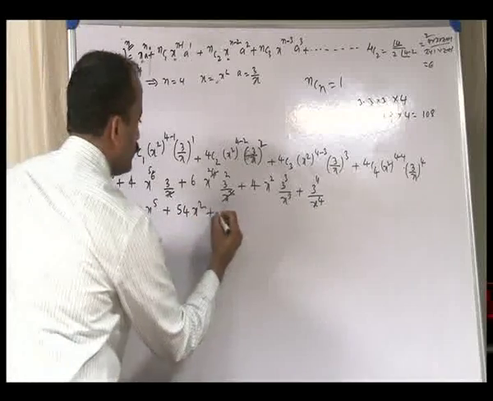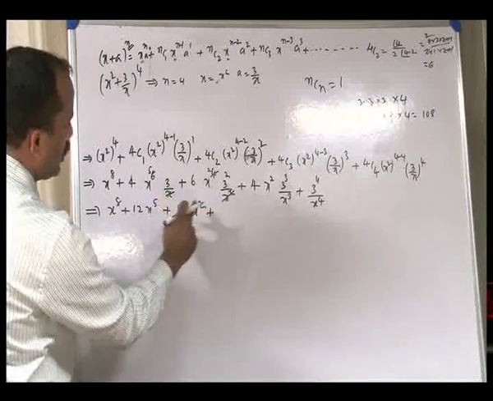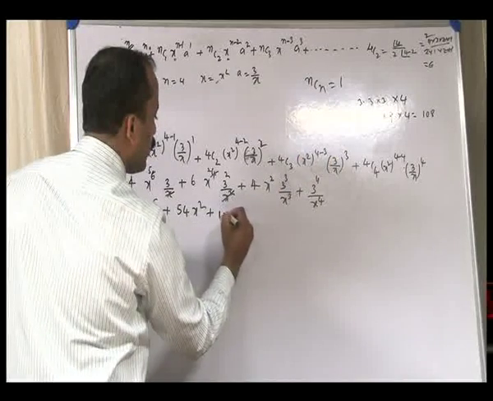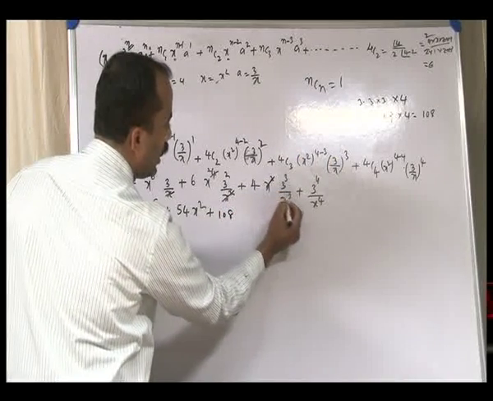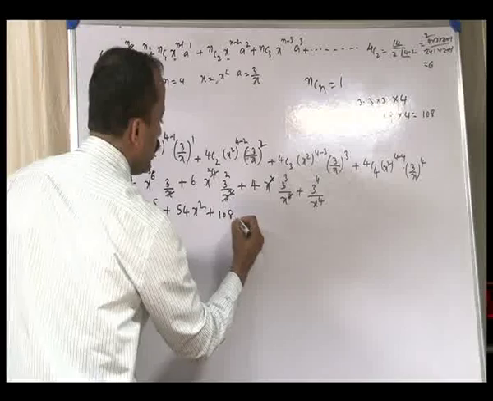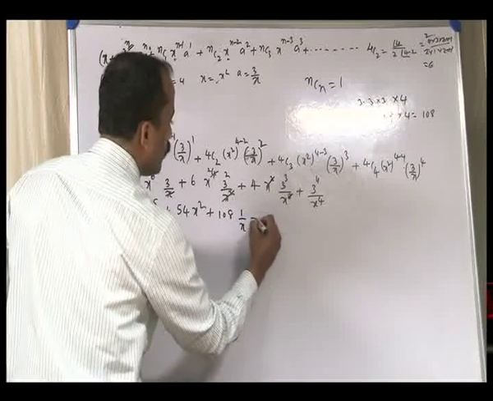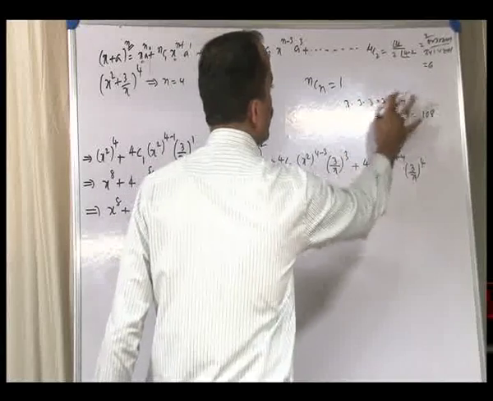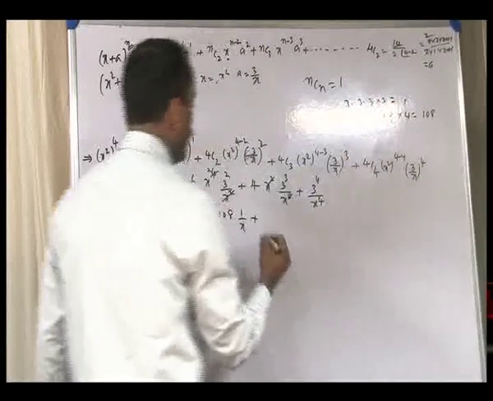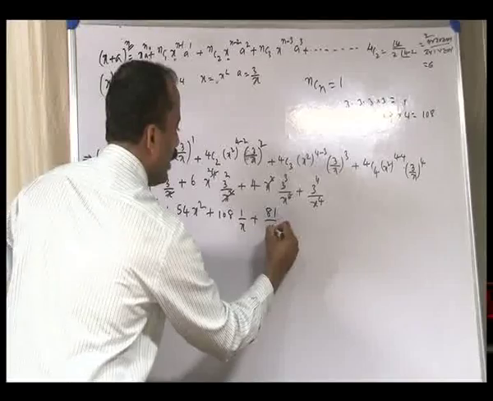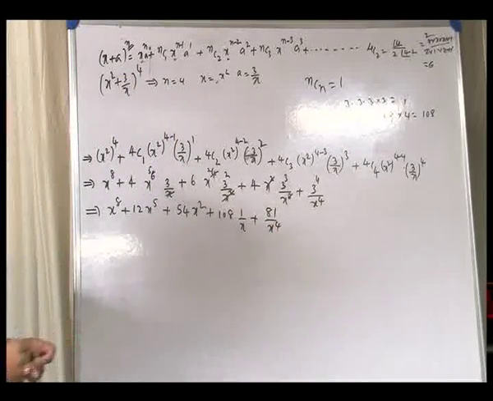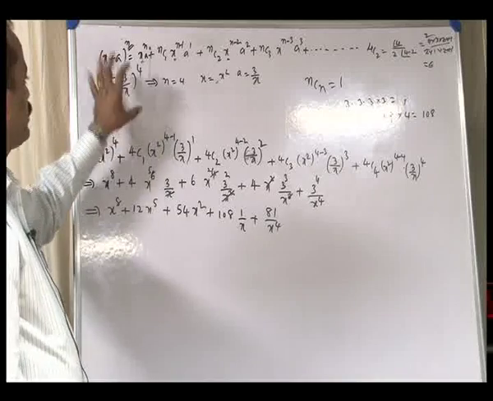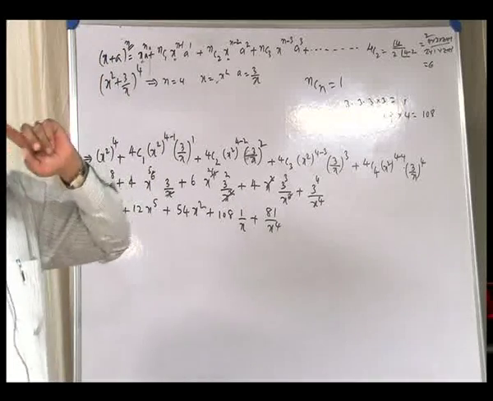So it becomes 36 plus 4 into 3 cube is 108. See, 1 x squared cancels, 108 divided by x, plus 3 power 4 is 3 into 3 into 3 into 3, that is equal to 9 9s are 81, divided by x power 4. This is the expansion of x squared plus 3 by x whole power 4.